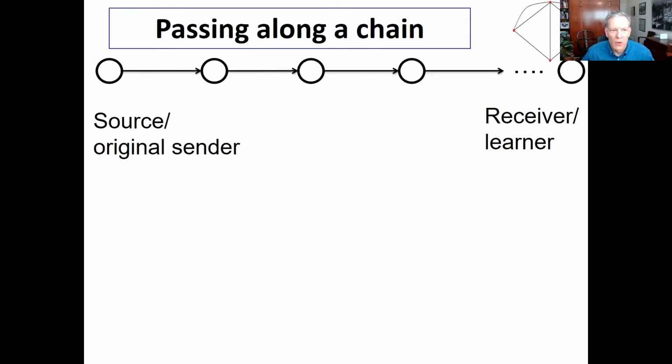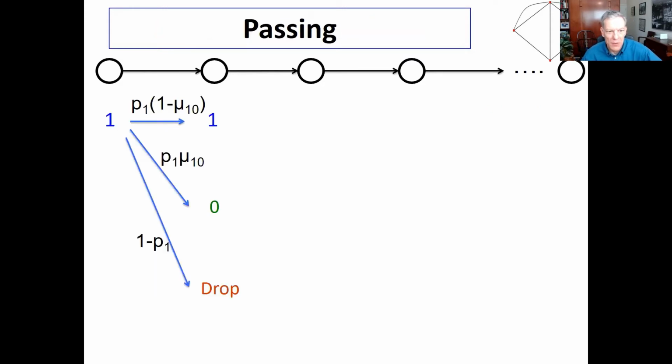Okay, so essentially, let's think of the receiver being out there as the learner at the end. There's some original source, and it's being passed through this chain. And now we want to see what happens in this. And the model's then quite simple. If it starts out as a 1, so the original message was a 1, then there's some probability that it gets passed along, and some probability that it doesn't mutate, so it stays as a 1.